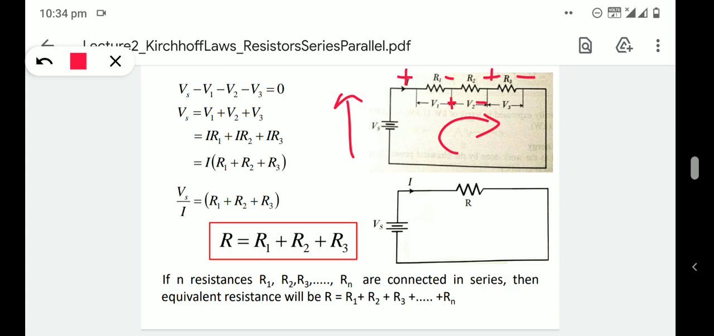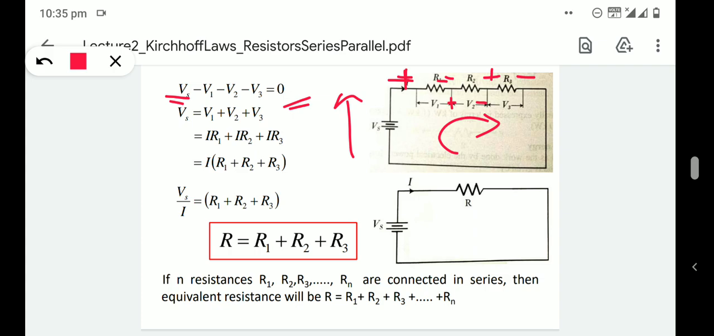As we move through this closed path, here we are moving from the minus terminal to the plus terminal, so plus Vs. In all other cases we are moving from plus to minus, so all those voltage drops are minus. So Vs minus V1 minus V2 minus V3 equals 0, or Vs is equal to V1 plus V2 plus V3. Then V1, V2, V3 are replaced with current into the corresponding resistance: I into R1 plus I into R2 plus I into R3. I is common, so taking that outside, I into R1 plus R2 plus R3.